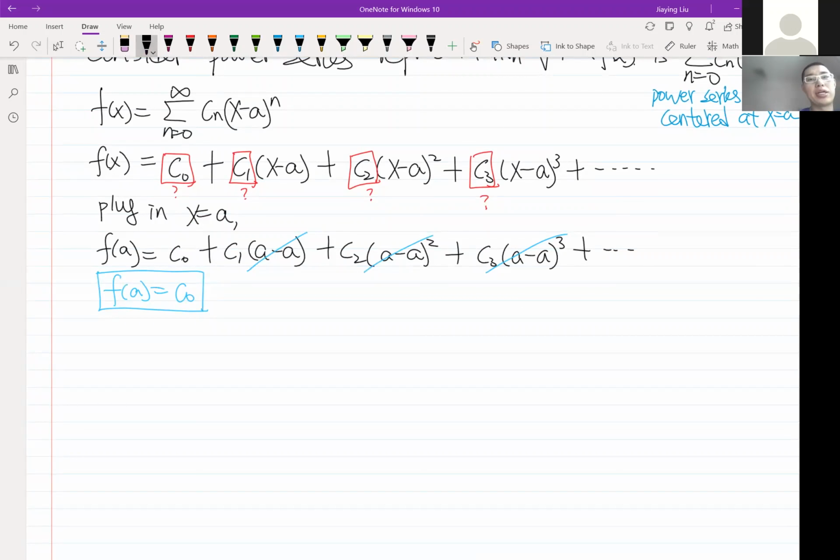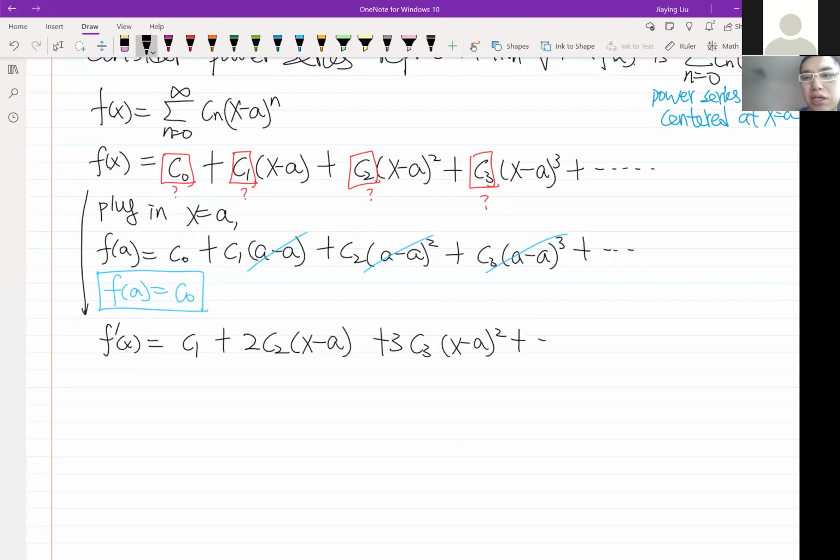Now, what about c1? Can we find c1? The trick is that if you take the derivative of f of x, you get f prime of x. When you take the derivative, the c0 becomes 0, so that's gone. If you take the derivative of c1 (x minus a), you just get c1, since the derivative of x minus a is 1. Plus, when we take the derivative of the c2 term, we get 2 c2 (x minus a), plus 3 c3 (x minus a) squared, and so on.